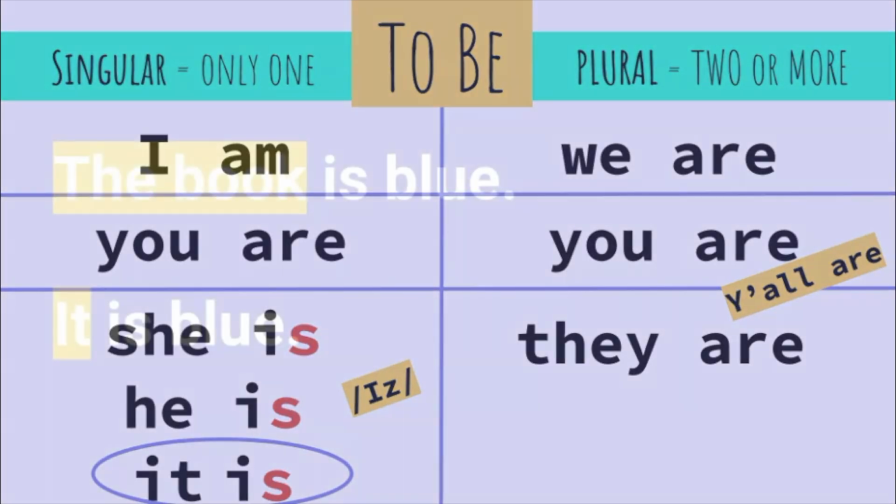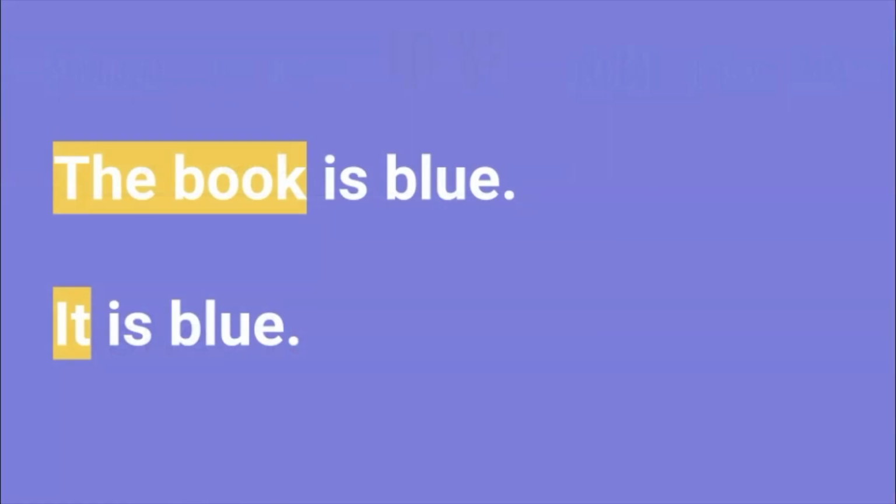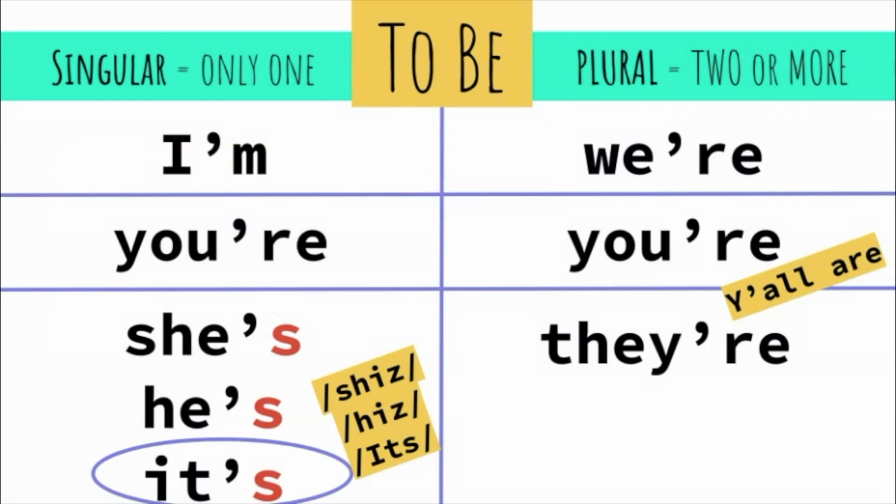It is. The book is blue. It is blue. In English, it's very common to use contractions. We have I'm, you're, she's, he's, and it's.